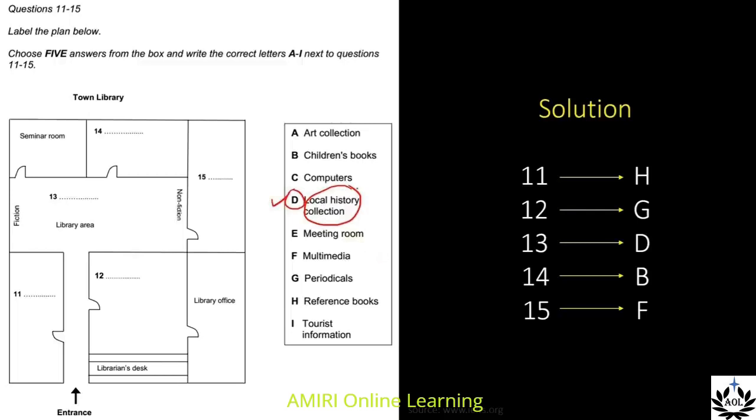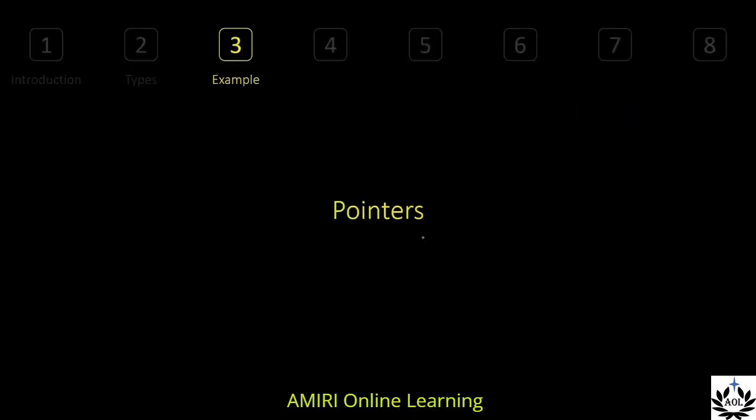14th is B, children's books. And 15th is F, which is multimedia. Okay, this is 15th. So I hope you got all correct answers. If you didn't, go through the instructions or pointers and do similar examples and see how it helped you. Okay, let's see the pointers or the tips that can help you to go through this question. Tips in here are very important for a reason.